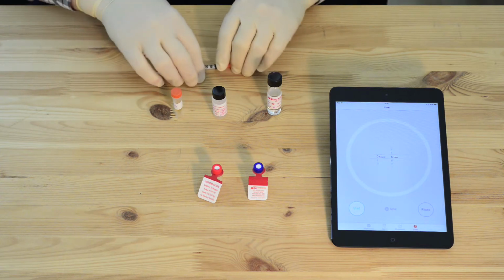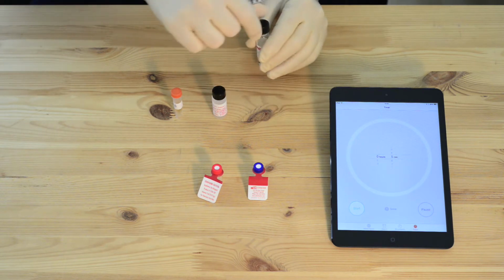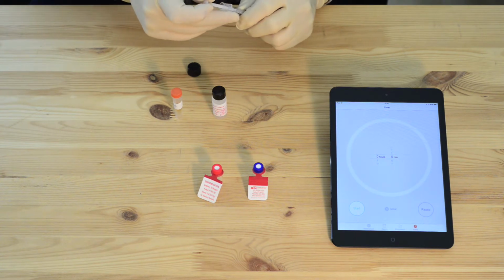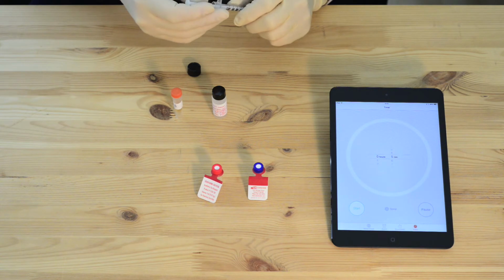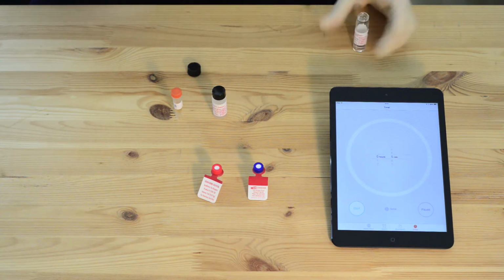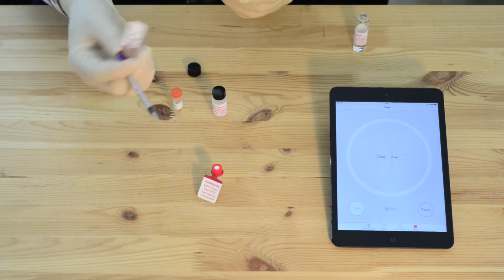To do the test, take out the syringe, take off the protective cap, and reconstitute one of the blue reference vials with the buffer provided, 100 units on this syringe, or 1000 microliters. Inject this into the reference vial. This dissolves almost instantaneously. Shake once.